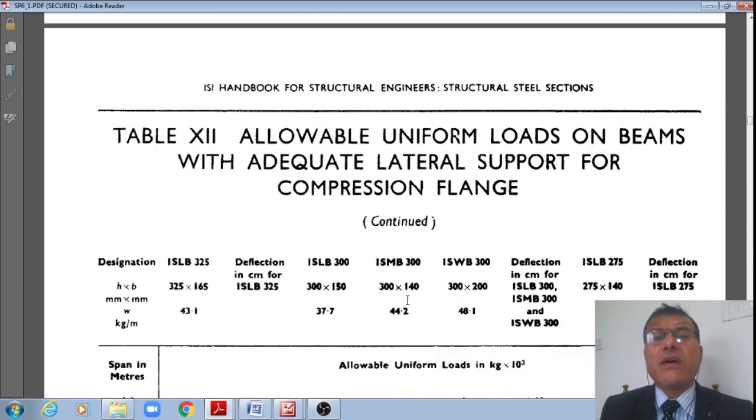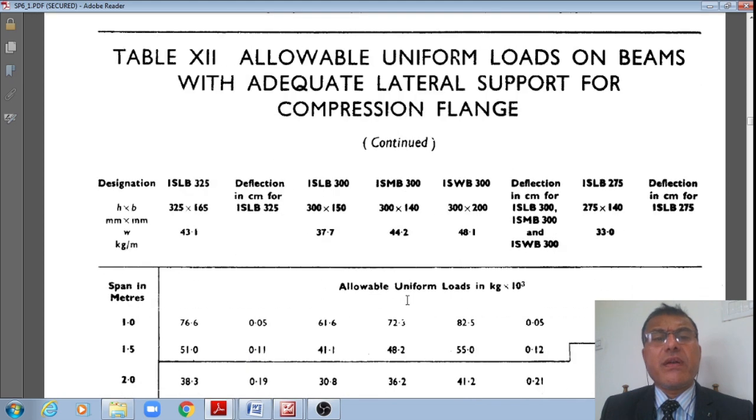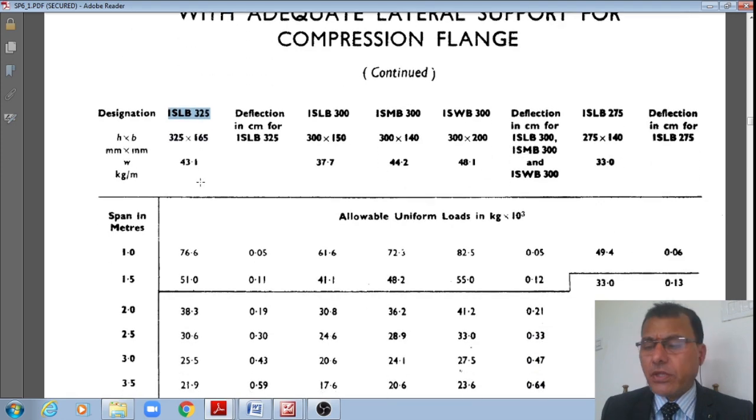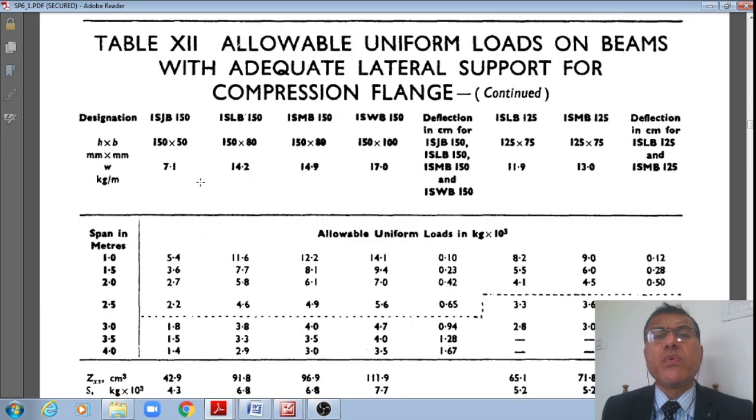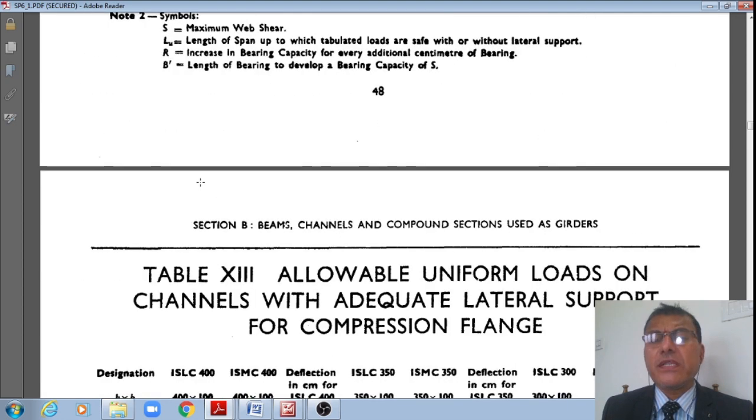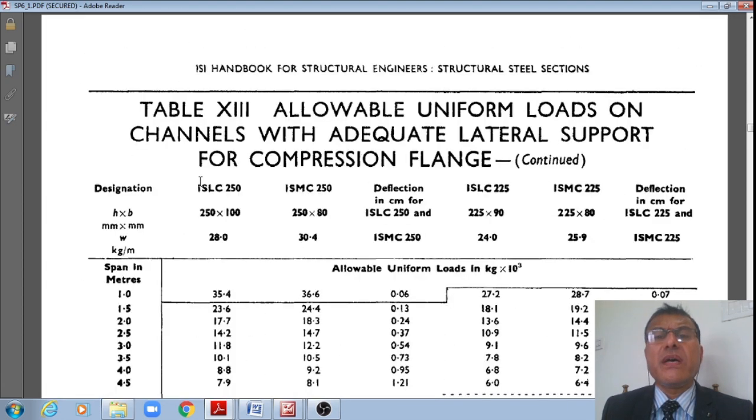These are given for ISLB 325, right? ISLB 325, and so on and so forth. Now let us move quickly to the other discussions like this, right?